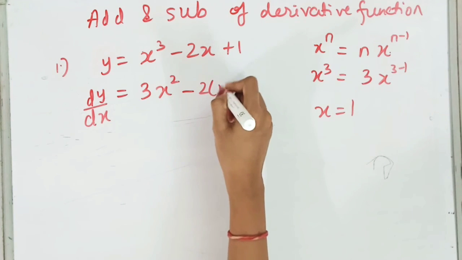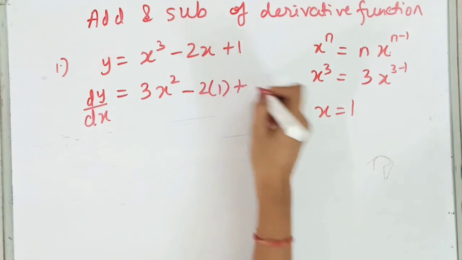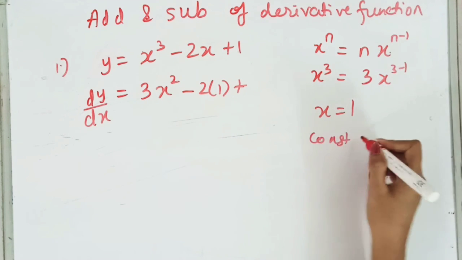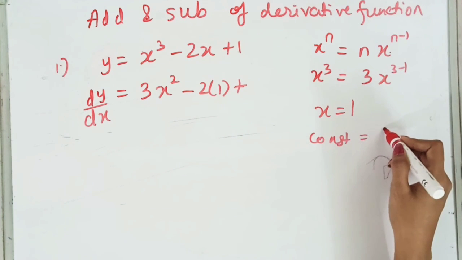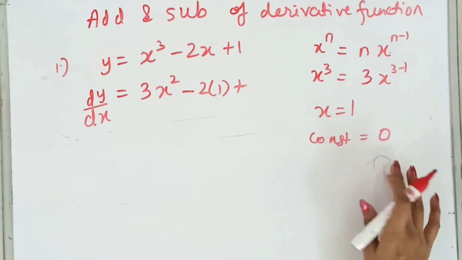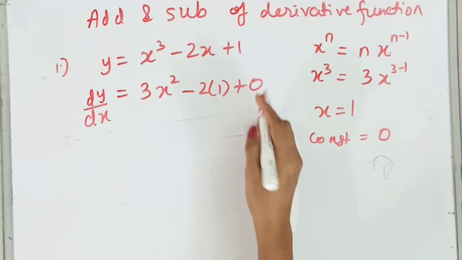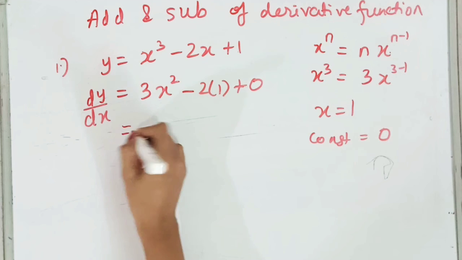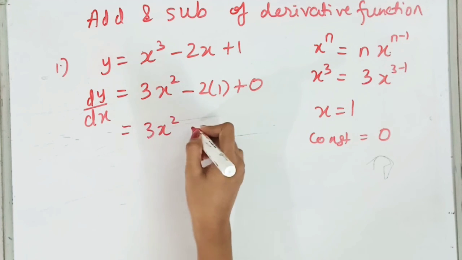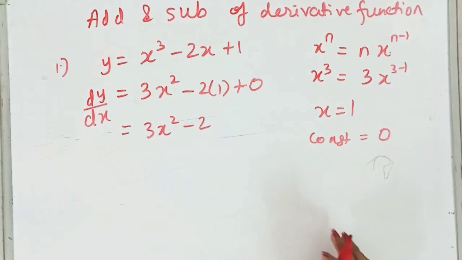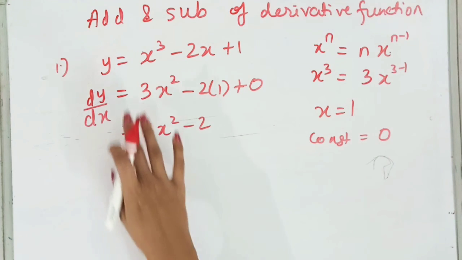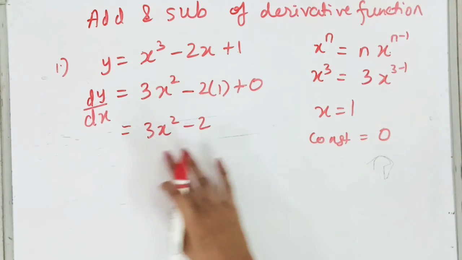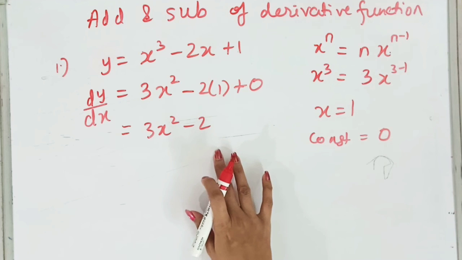So 2 into 1, plus the derivative of a constant. Any constant's derivative is always 0, so the derivative of 1 will be 0. So our answer will be 3x square minus 2 into 1, that is 2. So the derivative of x cube minus 2x plus 1 will be 3x square minus 2.